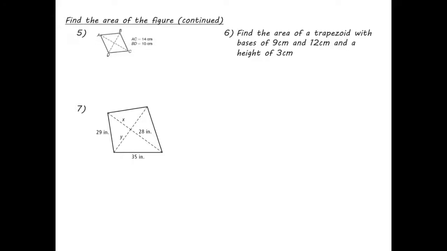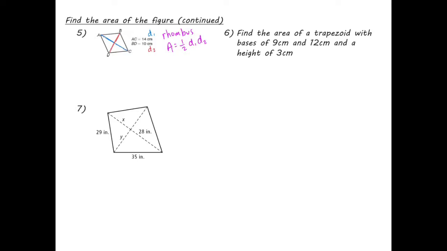They give you the length AC is equal to 14, and you should notice that that is a diagonal. Let's call that D1. And they give you BD is 10. That's another diagonal, so let's call it D2. This is supposed to be a kite. And the formula for a kite, sorry, it's supposed to be a rhombus, my bad. And the formula for a rhombus is the same as if it was a kite. Area equals 1/2 D1 times D2.